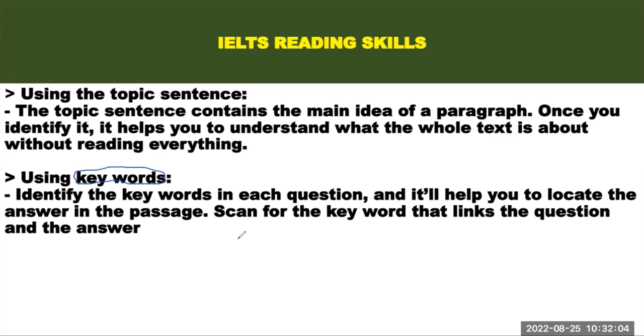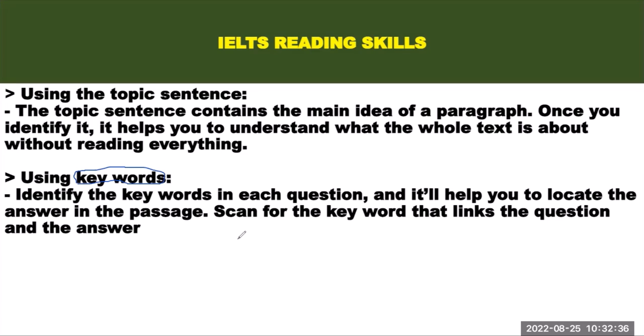When you identify the keyword in the question, when you go back to the passage and you are looking for the answer to that question, you are looking for the keyword in the passage. And once you locate the keyword, then you know that you have gotten the information that will help you to answer the question. So when we start looking at specific reading passages, I will explain further how you can use the keyword.